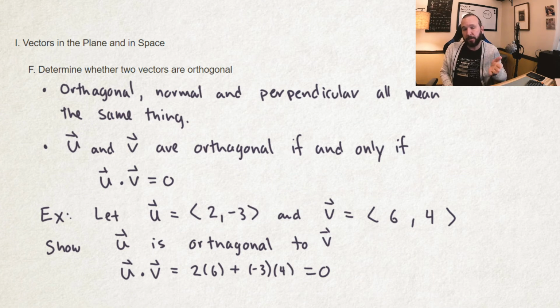Here I have summarized the important concepts. So orthogonal and normal and perpendicular all mean the same thing, so it's important to understand what the meaning of the word orthogonal is. And then I put the important fact here, which is that two vectors are orthogonal if and only if their dot product is 0. Okay, so I've summarized the important concepts, and now I've come up with an example problem. I have a couple of vectors here, and I made up a question that says, show that U is orthogonal to V. So I just calculate their dot product, and I get 0.